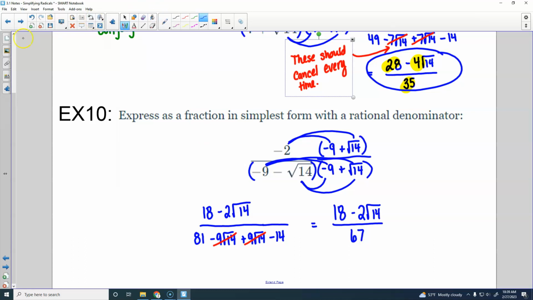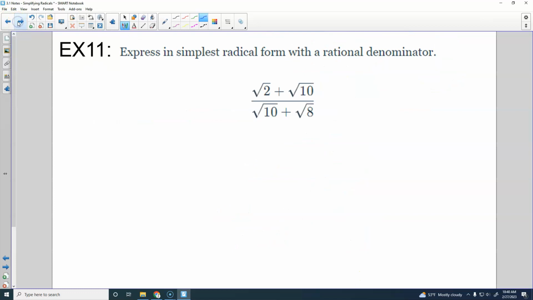And we want to see if this will reduce, but 18, 2, and 67, they do not have a common factor. You can't reduce those. All right, questions here? All right, here's one that's a little more complicated.